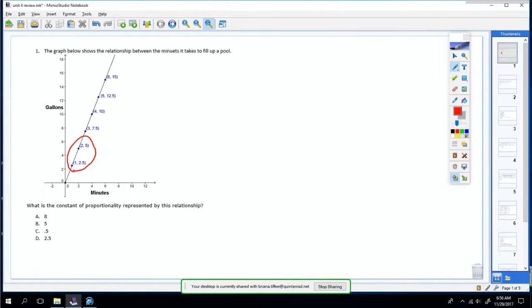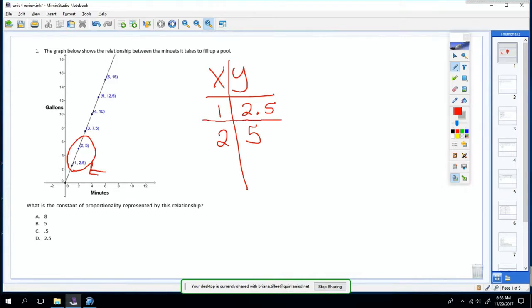So to make a table, you're going to have an X, you're going to have a Y. Our first point is 1, 2.5. I have to figure out which one of these is the X. Well, the 1 is the X. So the 1 goes here, and the 2.5 goes here. My next one's 2, 5. So this one's 2, 5. Here's my table. To do this, you have to figure out your rate of change.